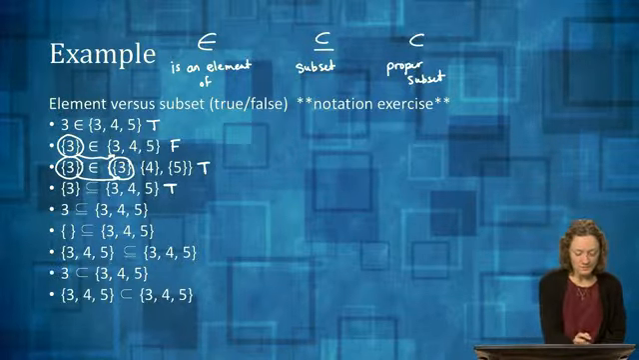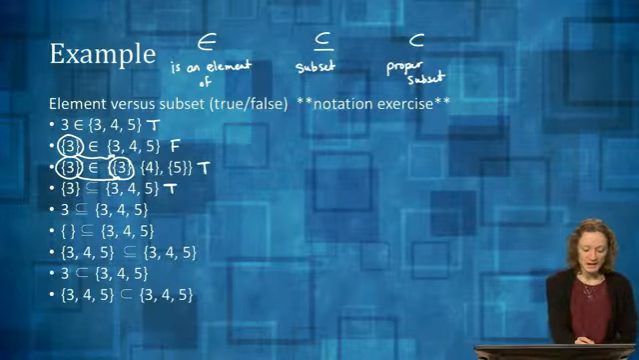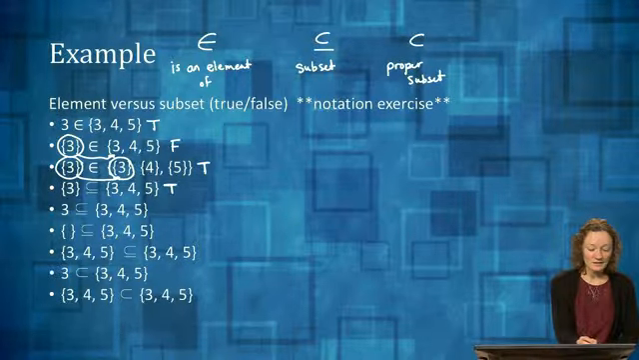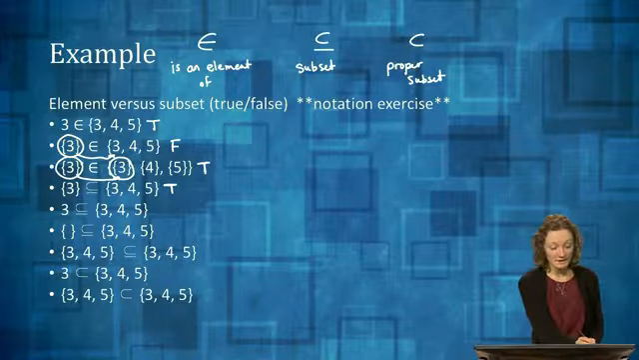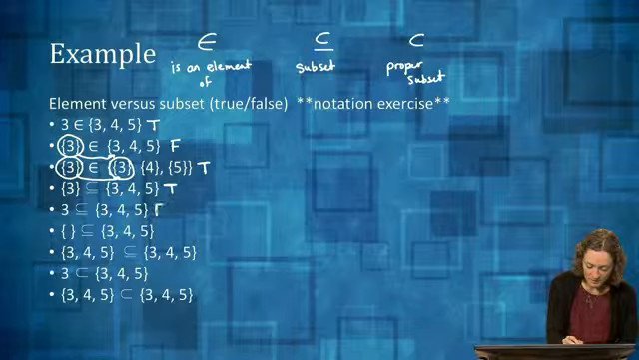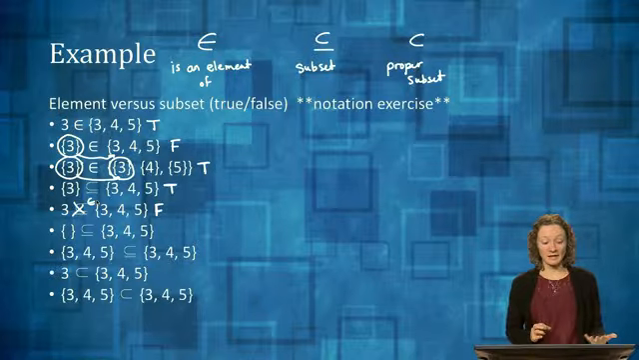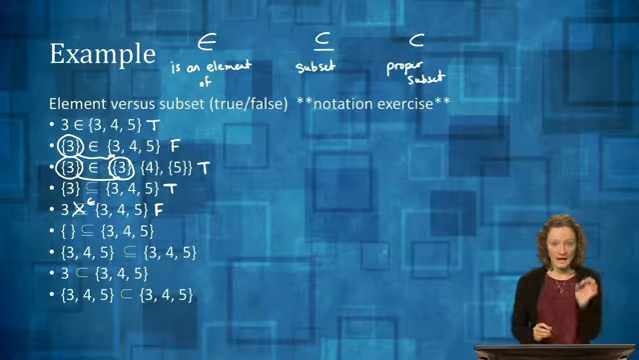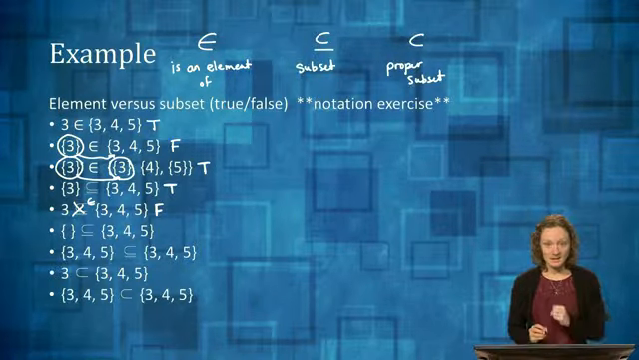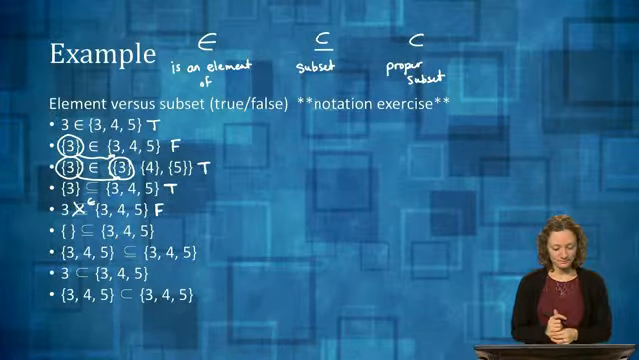The next one says 3 is a subset of the set containing 3, 4, 5. In this case, we're using one of the set symbols, proper subset or subset, and what we have on the left here is not necessarily written as a set. This is listed as an element. So this one's false because the symbol is not correct. You could cross that out and fill in is an element of. 3 is an element of, but the item 3 is not a subset. For it to be a subset, it would have to be within those curly braces.